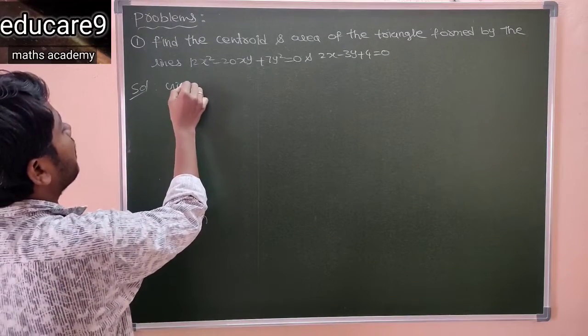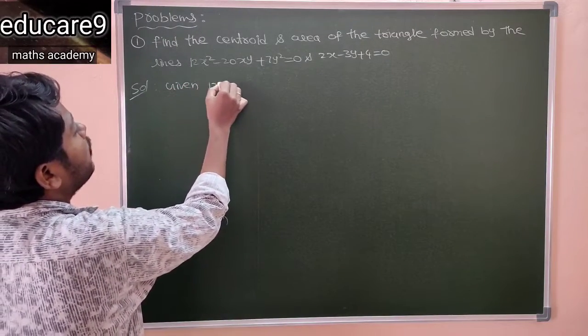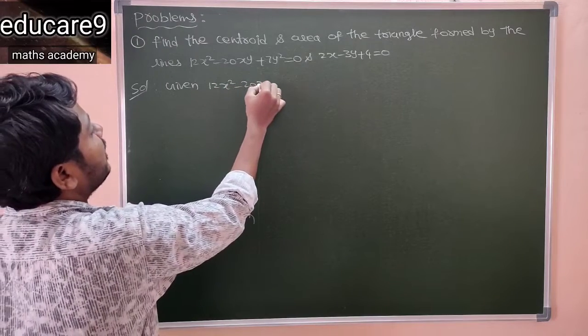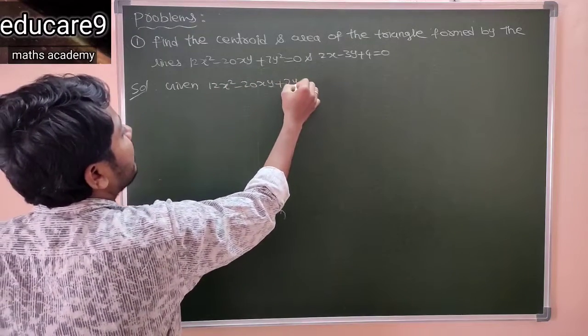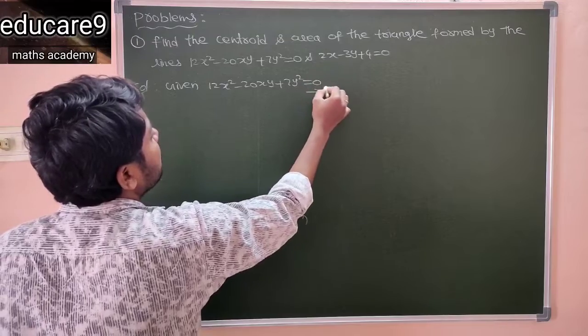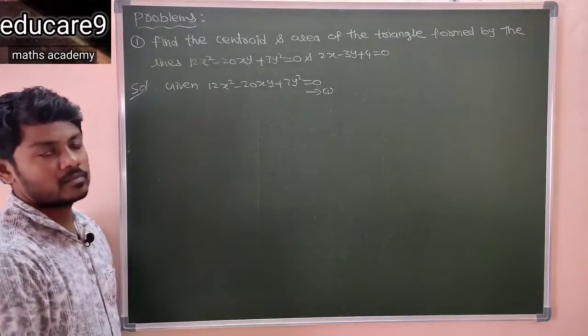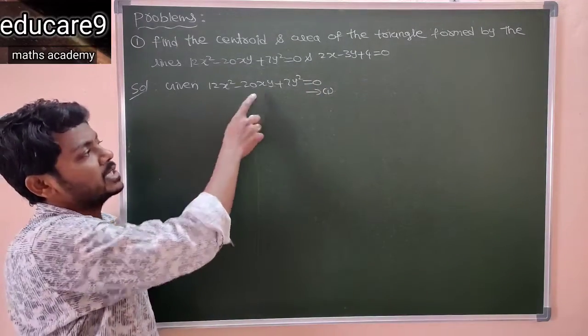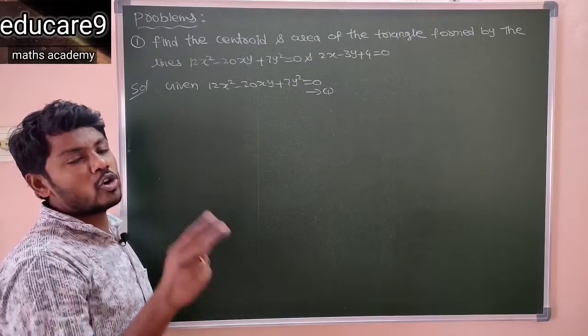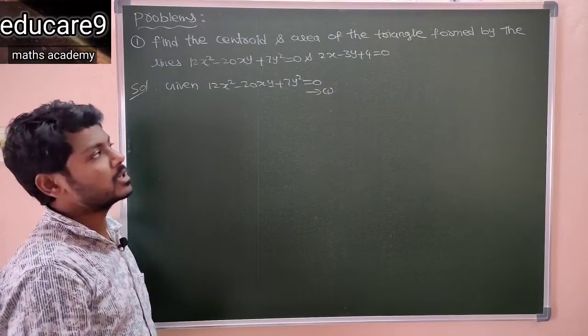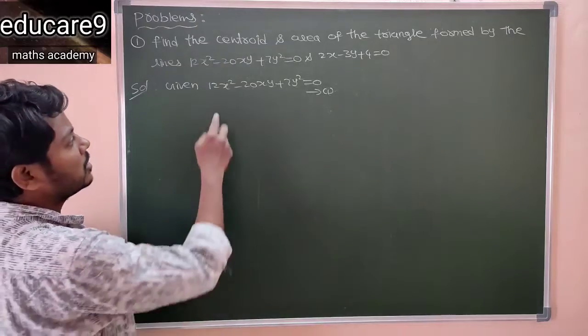So given 12x square minus 20xy plus 7y square is equal to 0. This is equation 1. Clearly it is a homogeneous equation. It represents two homogeneous linear equations. So clearly, find those equations.